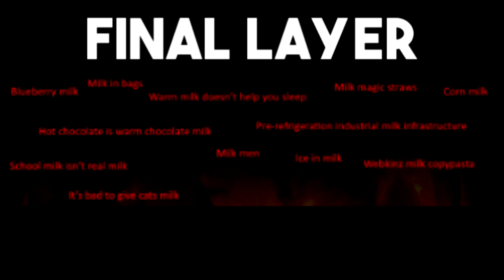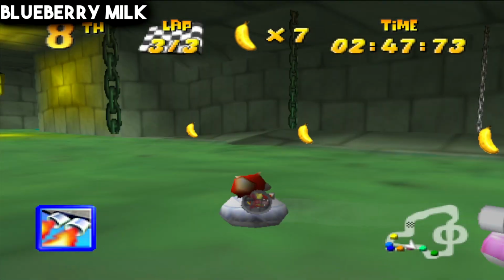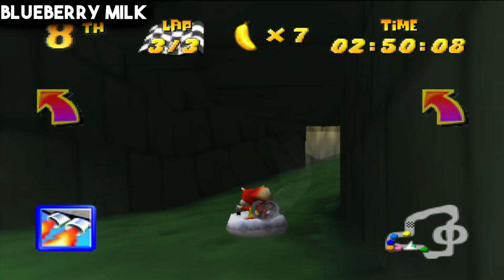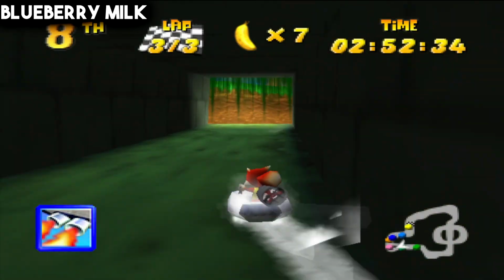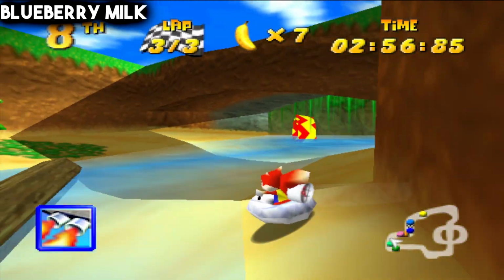Final layer. Blueberry milk is exactly what it sounds like. It's milk that's flavored with blueberries. It's a popular drink in countries like South Korea where fruit-flavored milk is common and even found in vending machines.